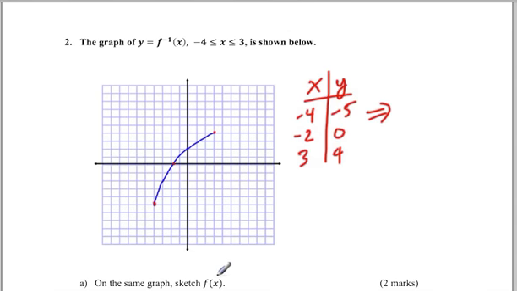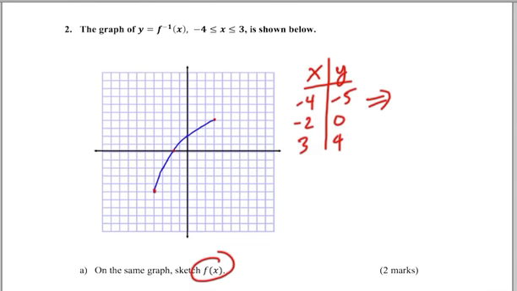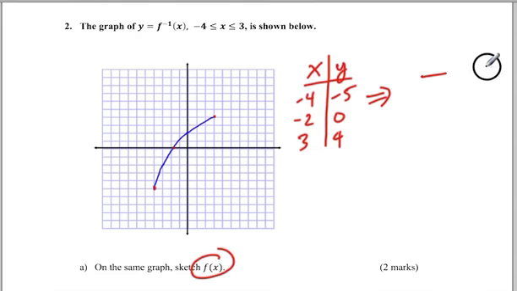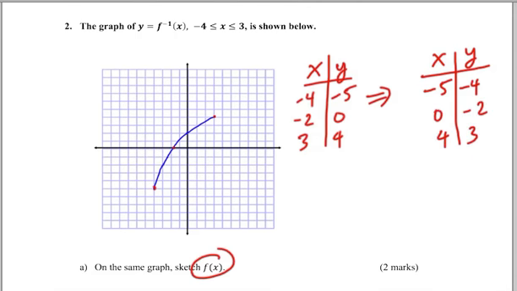Since we need to sketch f of x, which is the inverse of this function, all we have to do is switch x and y. So this is going to be negative 5, negative 4; 0, negative 2; and 4, 3. Okay? I'm just going to plot that right here. I'm going to use black this time. So negative 5, negative 4 is 1, 2, 3, 4. That's basically one point right there.